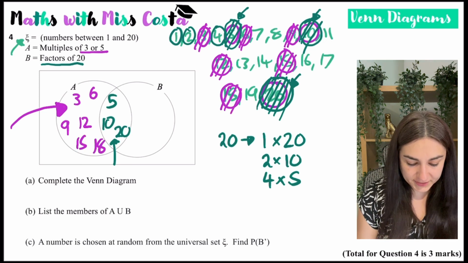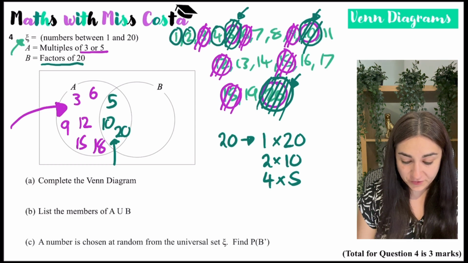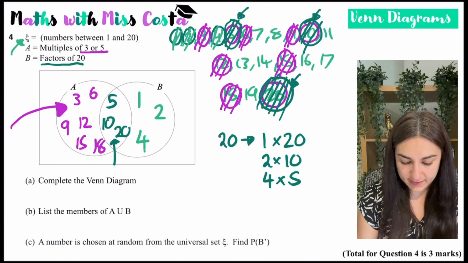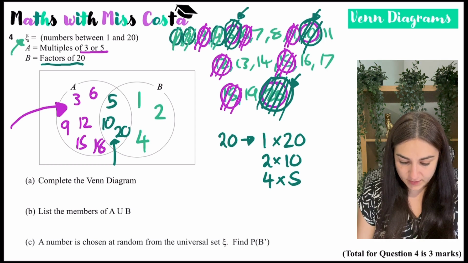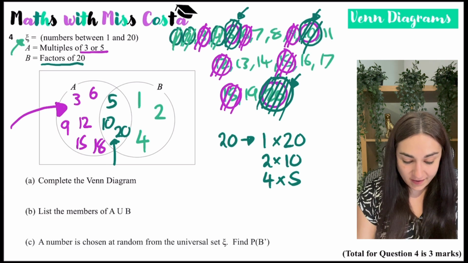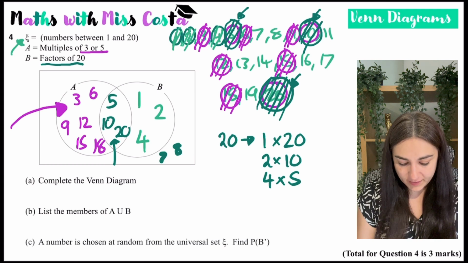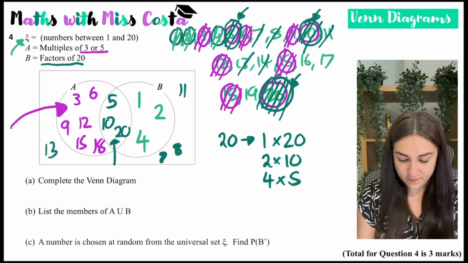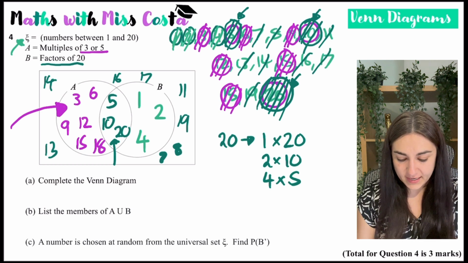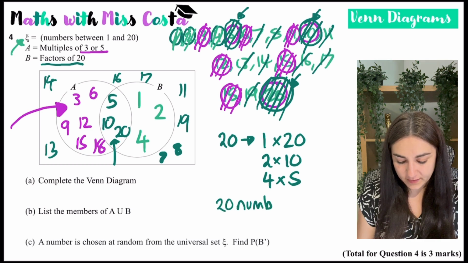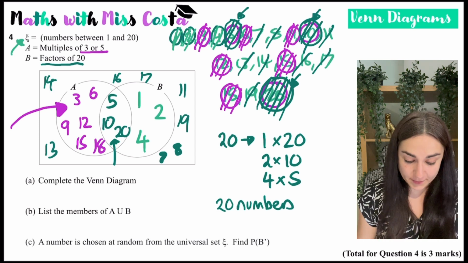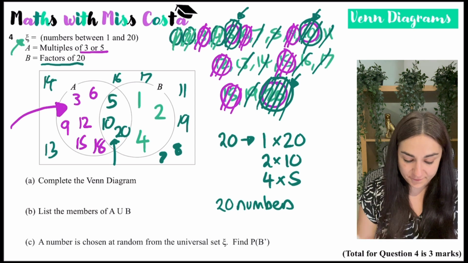And then the numbers that are just factors of 20, so they're the dark green ones, that would be 1, 2, 4, and is there anything else I've circled? No. So what that means is that all of the other numbers have to go on the outside. So I've got 7, 8, 11, 13, 14, 16, 17, and 19. Okay, in total there are 20 numbers. So you might just want to double check by seeing if there's 20 numbers in there. And that's how we'd fill out the Venn diagram.